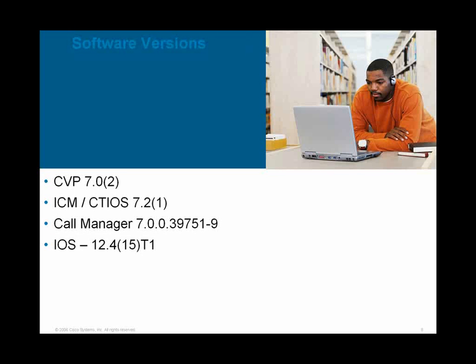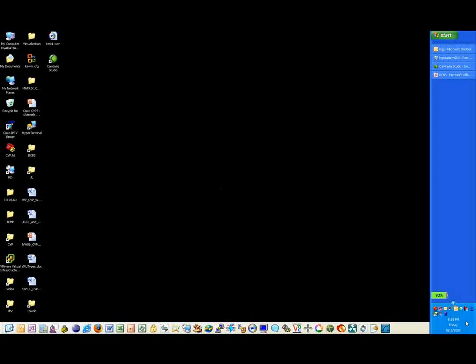The software versions used in this example are CVP 7.0(2), ICM and CTI OS 7.2(1), Call Manager 7.0.0, a working version of the Dublin Call Manager release, and IOS 12.4.15T1. Now let's start going through the configuration in real time.